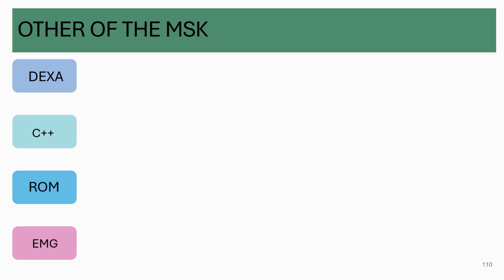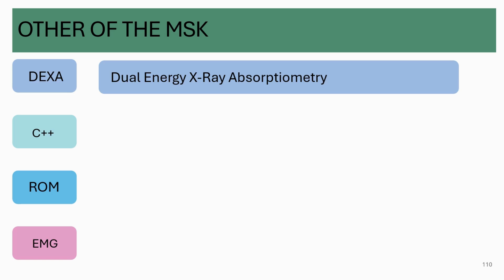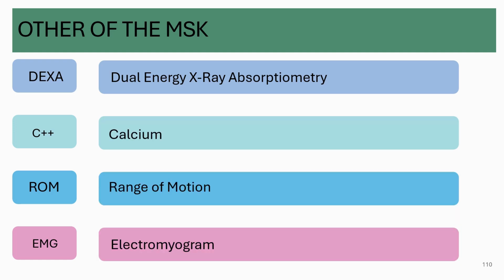All right, let's look at some other of the MSK. DEXA is a type of scan, stands for dual energy X-ray absorptiometry. It is essentially a test that helps us determine how dense our bones are. But if you need to know exactly what it stands for, dual energy X-ray absorptiometry. It's always a tough one to say.